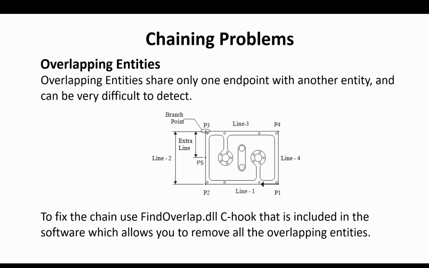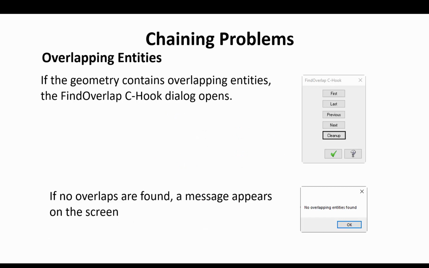A watertight model makes toolpath creation much easier. To open the C-hook directory, you can press Alt-C, or you can select the Run Add-in command from the Home tab. Find and open the Find Overlap DLL in the directory, and then make a window and include all the entities that you want to check. If the geometry contains overlapping entities, the Find Overlap C-hook dialog opens, and you just need to click on the Cleanup button. If no overlaps are found, a message appears on the screen stating that.